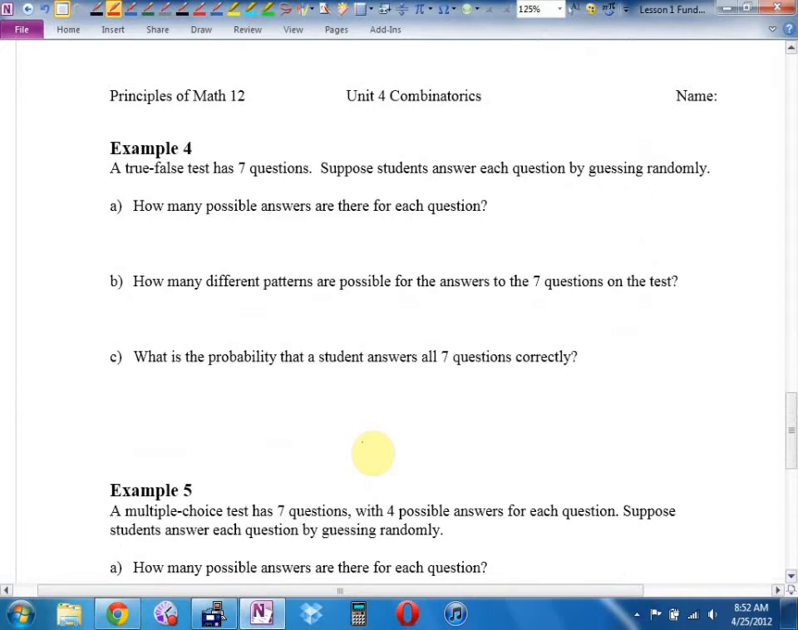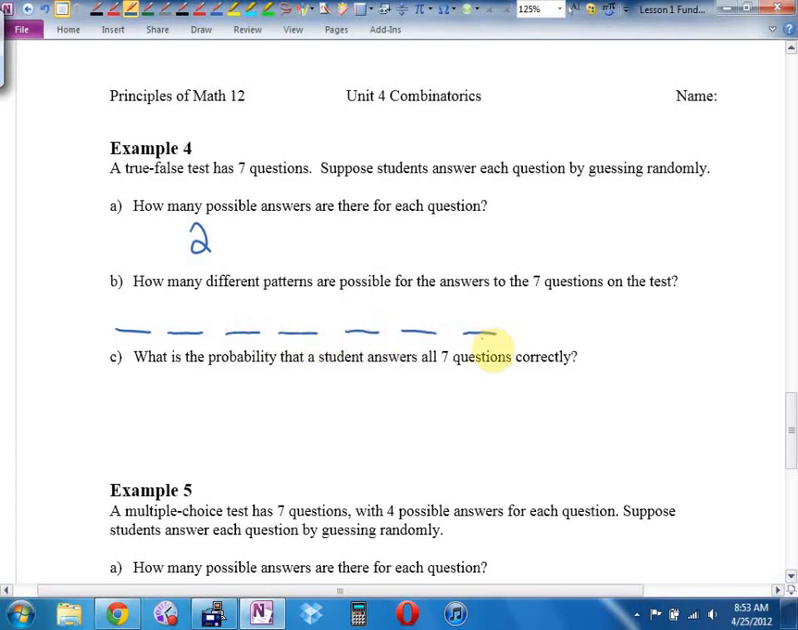Questions you've always wondered. A true-false test has seven questions. Suppose students answer each question by guessing randomly. How many answers are there for each question on a true-false test? Two. How many different patterns are possible? Well, we have 1, 2, 3, 4, 5, 6, 7 questions.